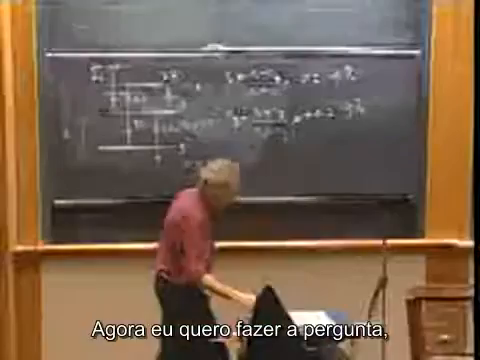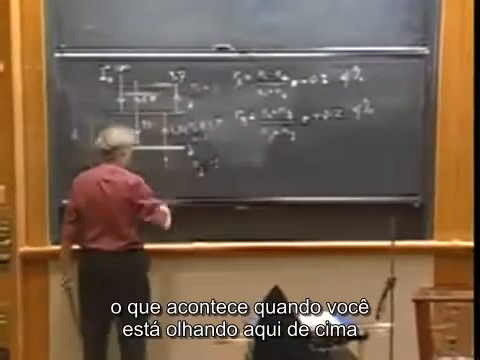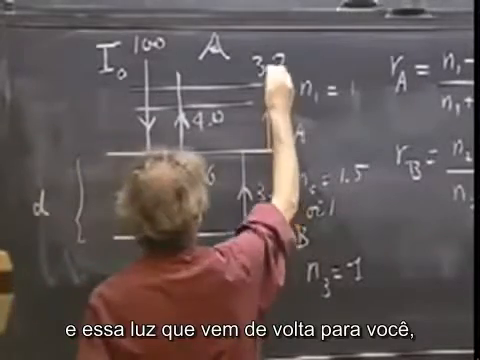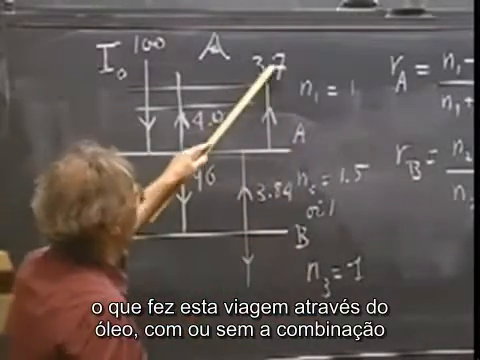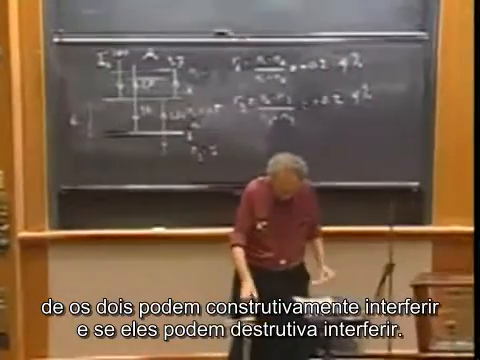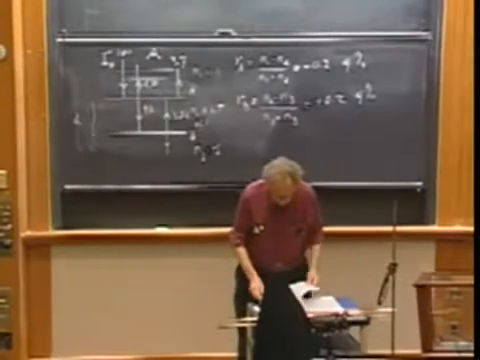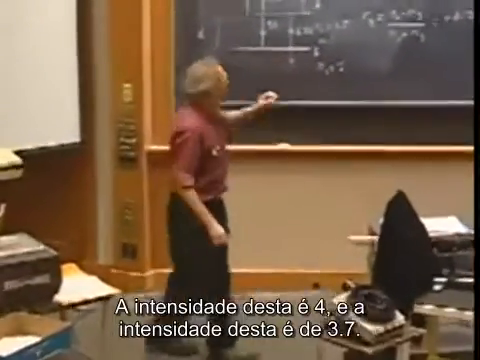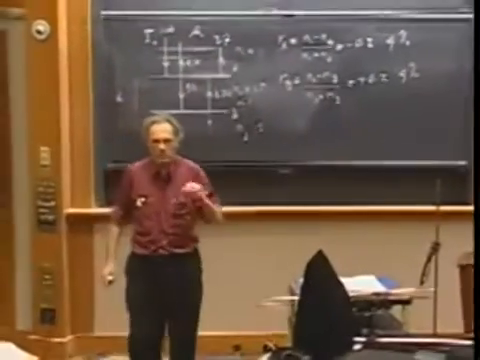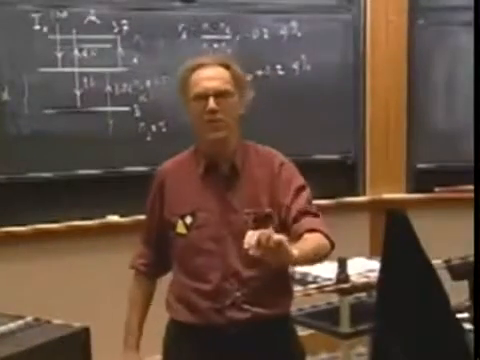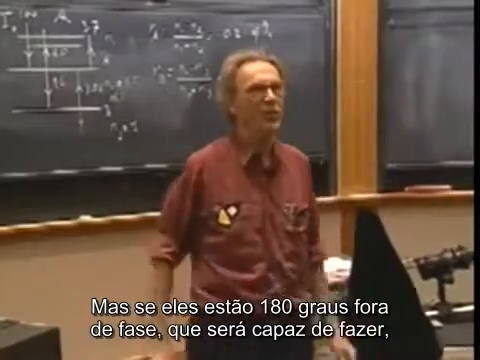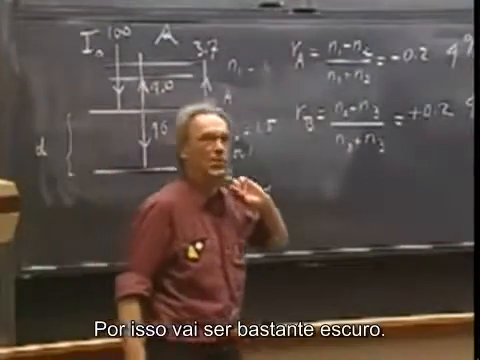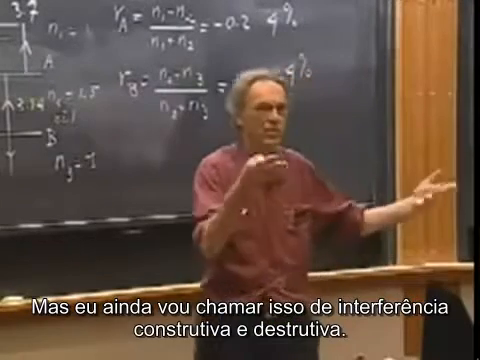I now want to ask the question, what happens when you are looking here from above and you see this light coming back straight from A and this light coming back at you, which made this journey through the oil, whether or not the combination of those two can constructively interfere and whether they can destructively interfere. Now, as far as destructive interference is concerned, let me make a qualitative statement. The intensity of this is 4, and the intensity of this is 3.7. So it can never be completely darkness, but you can never kill 3.7 intensity with 4. But if they're 180 degrees out of phase, which we will be able to do, there is very little light left. There will only be the difference, which is 0.3 left. So it will be quite dark. But I will still call that constructive and destructive interference.